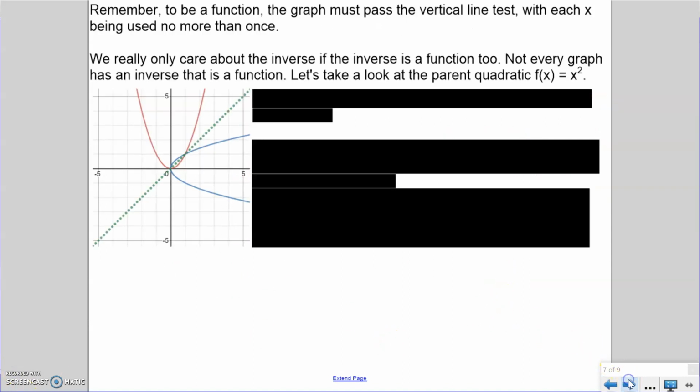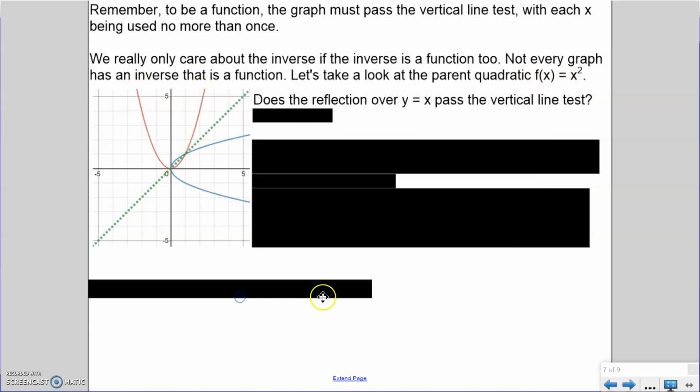Alright, next problem. So remember, to be a function, the graph must pass the vertical line test. That means each x cannot be used more than once. We really only care about the inverse if the inverse is a function too. And not every graph has an inverse that is a function. So let's take a look at our parent quadratic function, f of x equals x squared. So here's the graph, y equals x squared. It's the parabola. Right? Does the reflection over y equals x pass the vertical line test? So this got reflected over this diagonal line to this blue sideways parabola here.